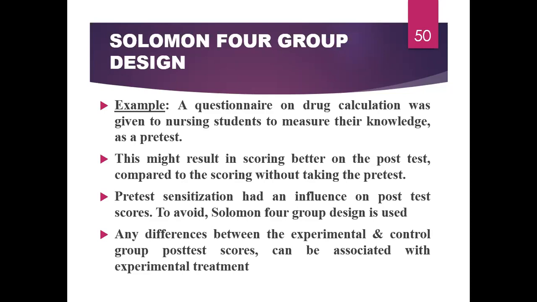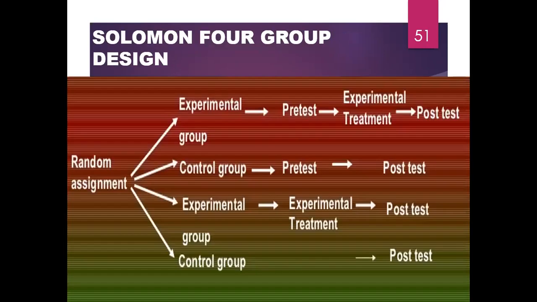So any differences between the experimental group and control group post-test scores, they can be associated with the experimental treatment. So this was the Solomon 4-group design, 2 experimental groups, 2 control groups, and there are one experimental, one control group is given pre-test. Both the experimental groups are given experimental treatment. All the 4 groups are randomly assigned, and all of them are given post-test.